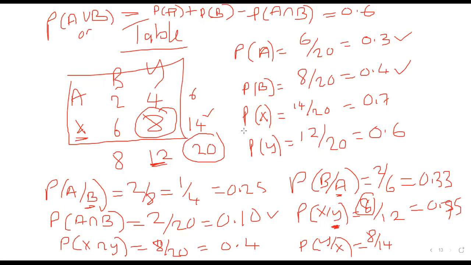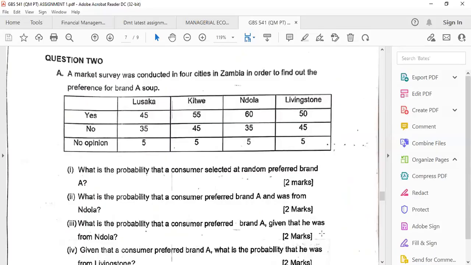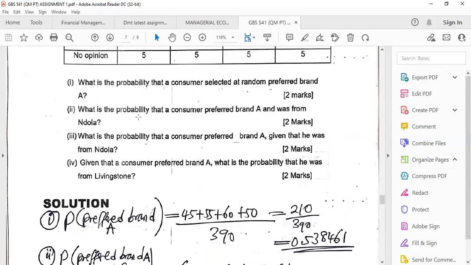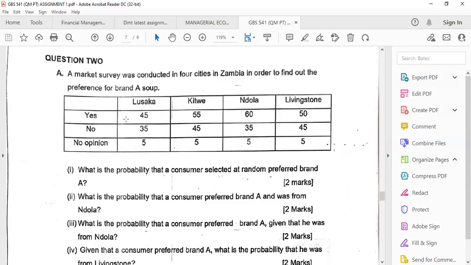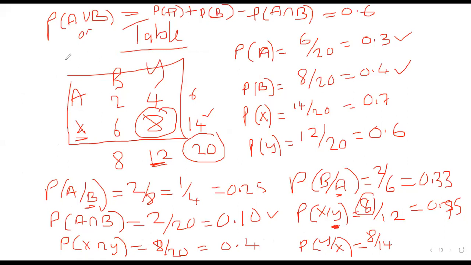So find time to go through your assignment question. I think we had done it during the week. Question number 2, contingency table. Find the probabilities of this. So X union Y, it's the same principle. Probability of X plus probability of Y minus the intersection of X and Y.